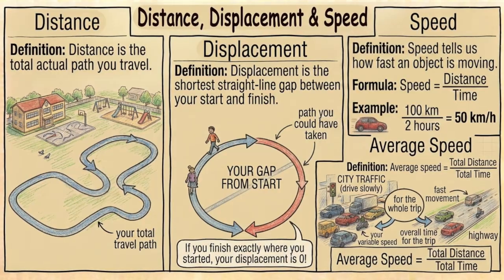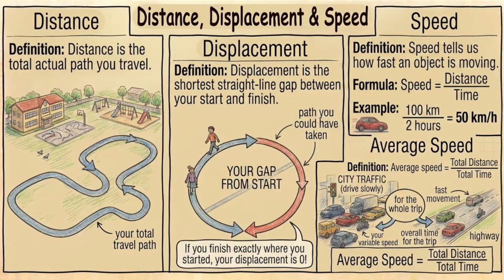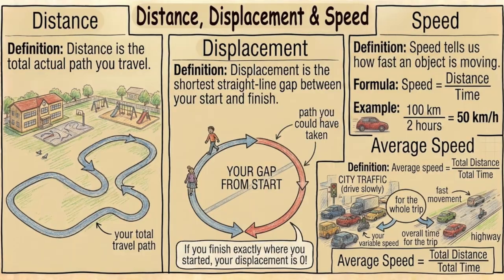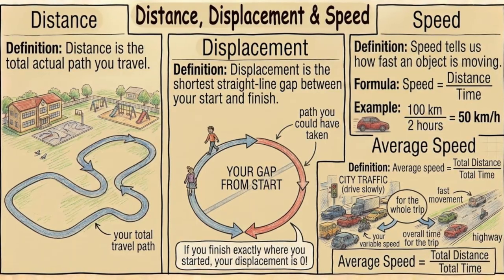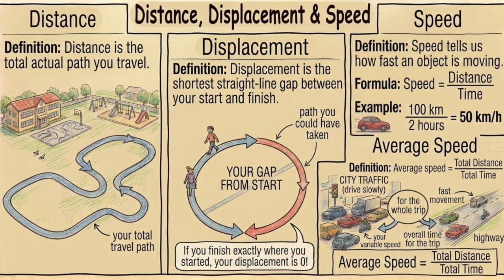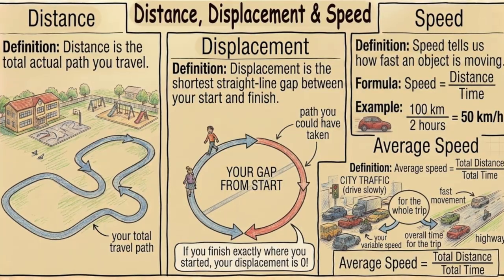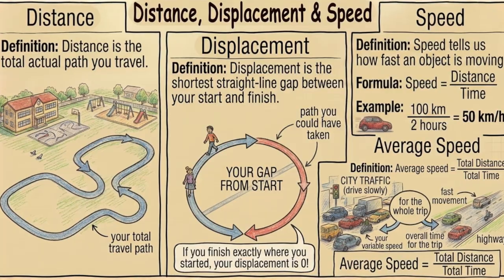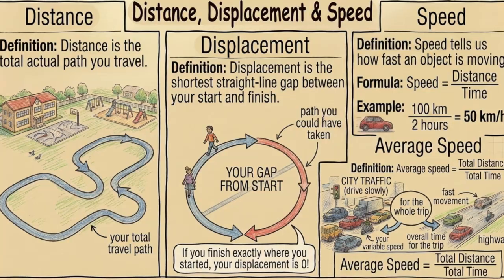Now let's look at displacement. Displacement is the shortest straight line distance between the starting point and the ending point along the direction. Imagine walking all around the playground and coming back to where you started from. You've traveled quite a lot of distance, but your displacement is zero because your starting point and your ending point are the same. Distance equals the actual path. Displacement equals the shortest path.